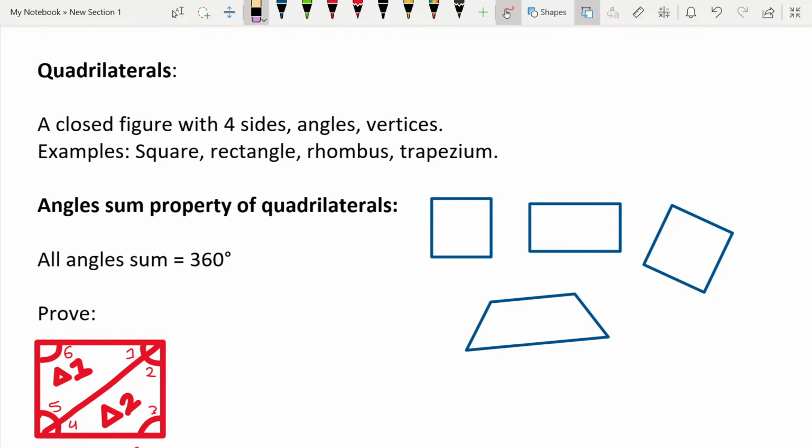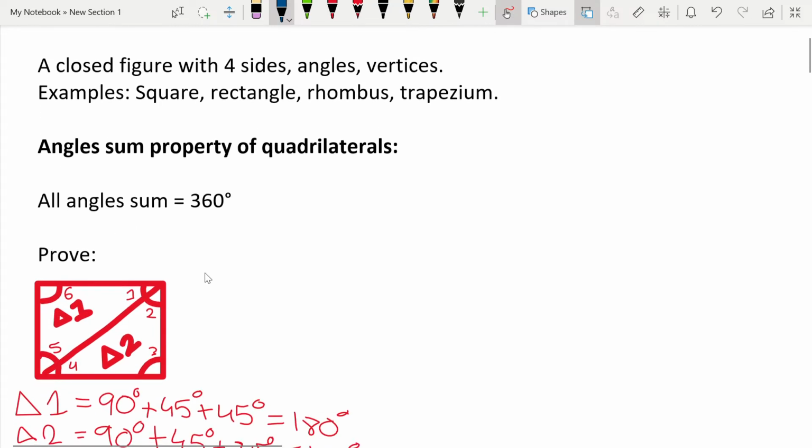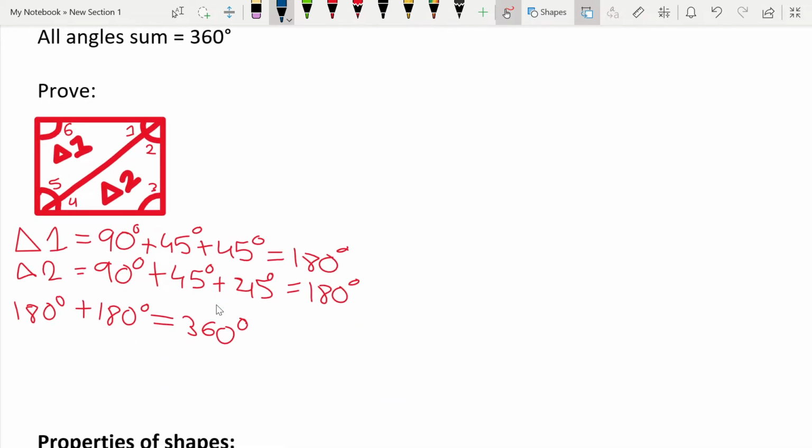Let's move on. The next thing we've got is angle sum properties of quadrilateral. Now we know the angle sum property of triangles, which is all angles sum up to be 180 degrees. In this one, all angles sum up to be 360 degrees. Now how do we prove that? If you've got these two triangles, then how can we prove that?